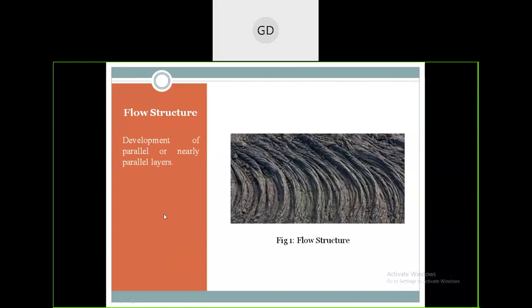So this kind of structure is known as a flow structure. And this parallelism is caused by what? It is caused by the flow of magma during the process of crystallization. When the magma starts to cool down, it is flowing in this direction, so the structure forms like this. This is an example diagram of a flow structure.